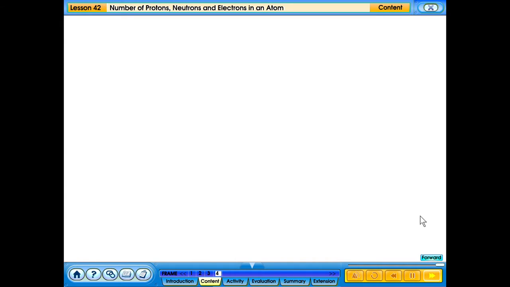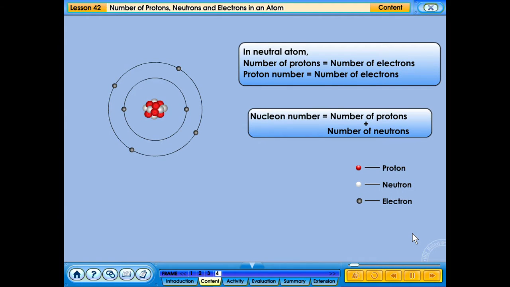An atom is said to be neutral when the number of protons is equal to the number of electrons in an atom. The nucleon number of an atom is the sum of number of protons and number of neutrons. Can you relate the number of protons, neutrons, and electrons from the equation?